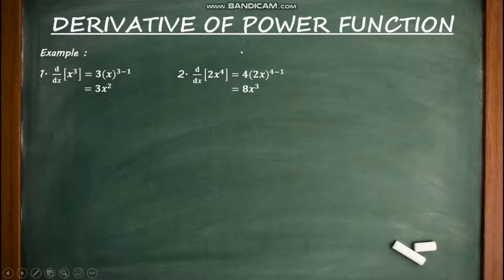And it applies here too, where we bring the 4 to the front and subtract 1 from the power, so we multiply this 4 with 2x. It also applies here, where this x actually has a power of 1 in it, but this one has 2 in it. So all we need to do is a simple multiplication, and we get 8x cubed.